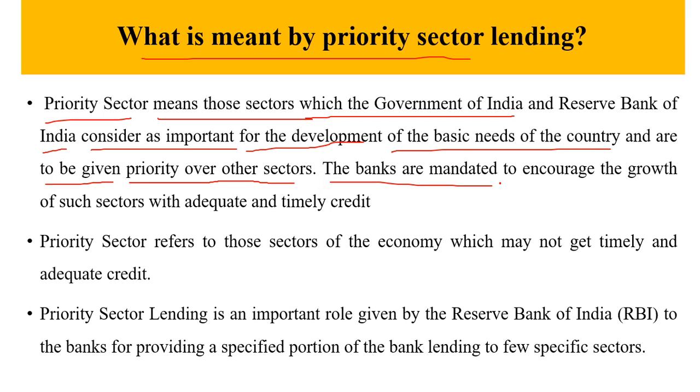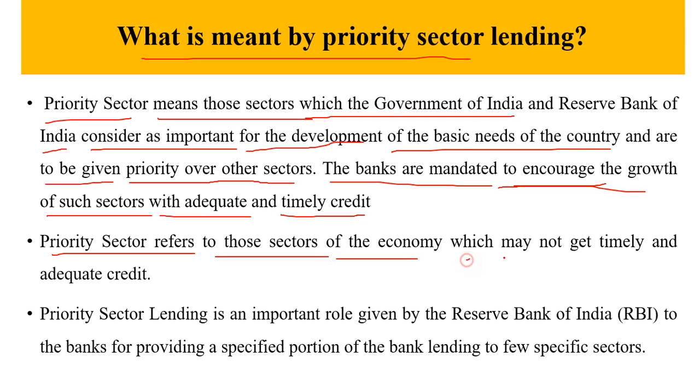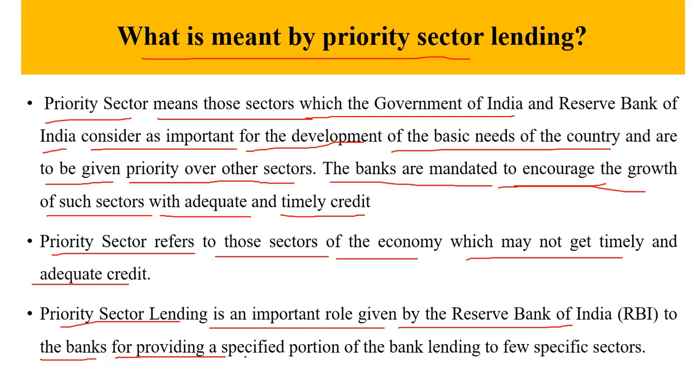Banks are mandated to encourage the growth of such sectors with adequate and timely credit. Timely credit means financial funding. Priority sector refers to those sectors of the economy which may not get timely and adequate credit. Particularly agriculture and small, medium and micro sectors were not getting proper funding from the bank, so those sectors are called priority sectors. Priority sector lending is an important role given by RBI to all the commercial banks, and foreign banks are also involved, for providing a specific portion of bank lending to a few specific sectors. So these are priority sectors.